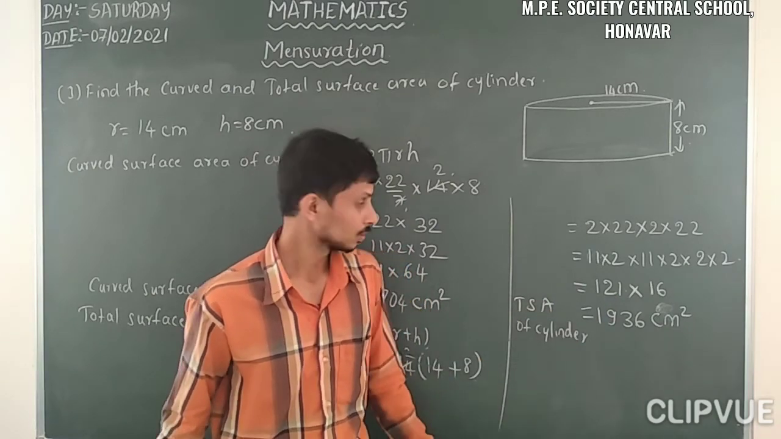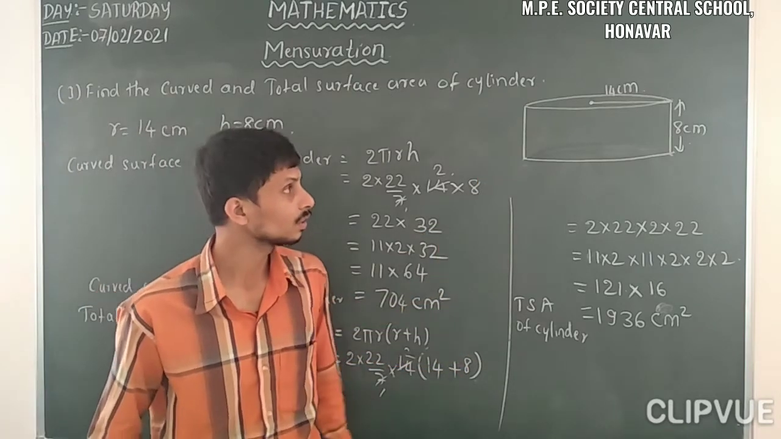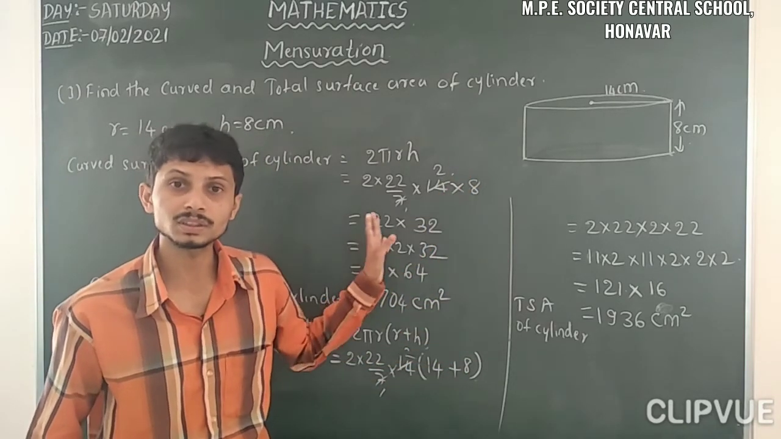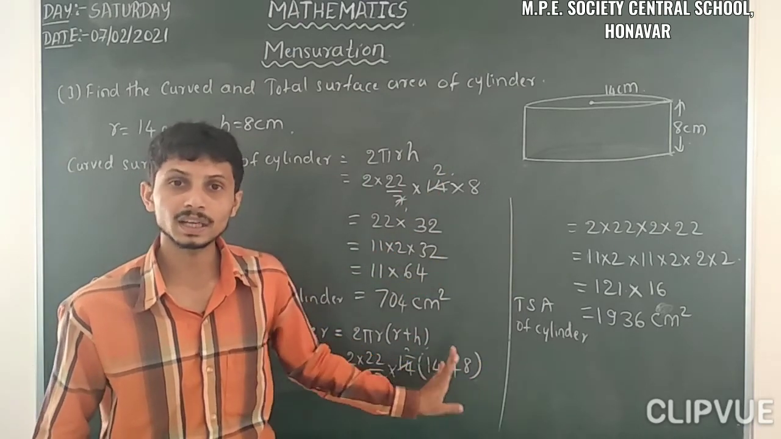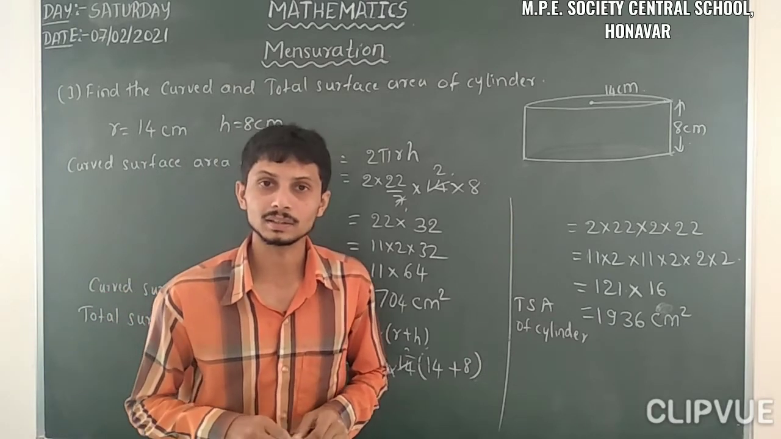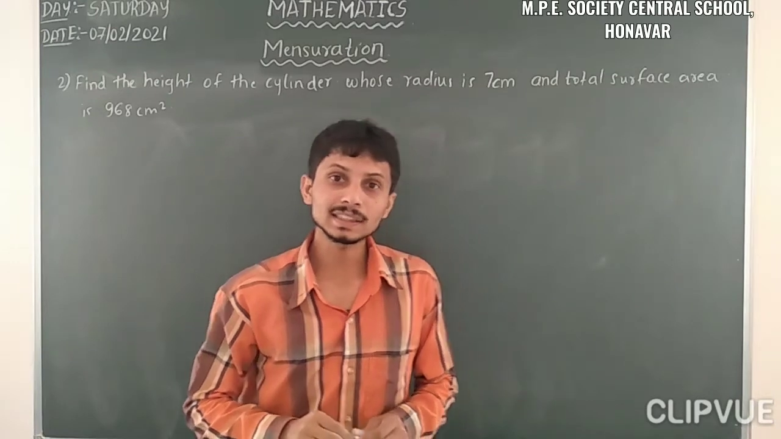It is possible. So here we have the curved surface area of the cylinder and total surface area of the given cylinder. So using the formulas and using the known values, we have to find out the curved surface area and total surface area of the cylinder. So I hope you understood that. So let's take the next problem. Let's take the second problem here.